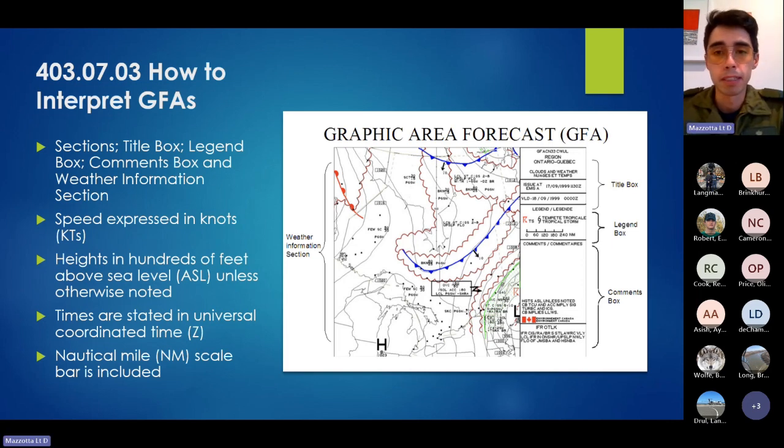Other important things to note: the wind speeds are expressed in knots, KT. I shouldn't just say the winds themselves. The speed that the fronts and pressure systems move will also be indicated on there. The height for clouds is going to be in hundreds of feet above sea level unless otherwise noted. So if there's no AGL next to a height, you can assume it's above sea level. And then the times are going to be stated in UTC or Zulu time.